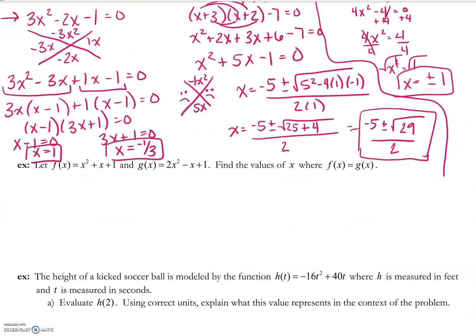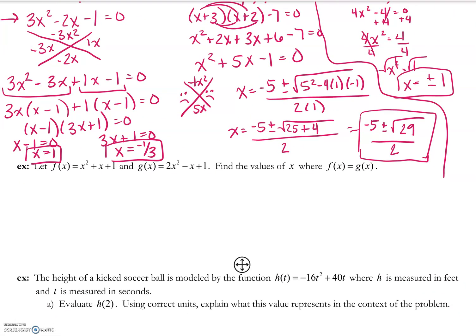Moving on to the next example, we've got two functions, f of x equals x squared plus x plus 1, and g of x equals 2x squared minus x plus 1. And I want to find the values of x where f of x equals g of x. So I'm just going to set my two functions equal to each other. So I'll say x squared plus x plus 1 equals 2x squared minus x plus 1.